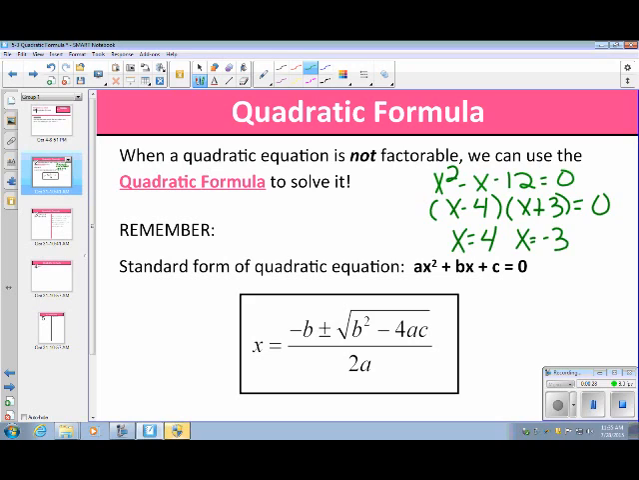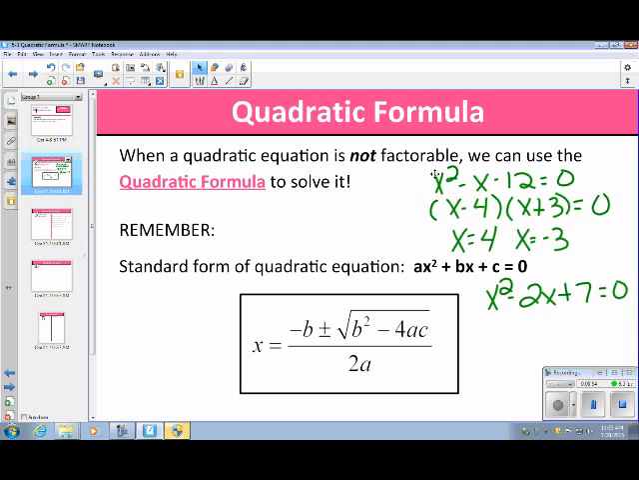But what happens when we have a quadratic equation that's not factorable, like x squared minus 2x plus 7 equals 0? In this case, we can't think of any two numbers that multiply to 7 and add to negative 2, so that's why it's non-factorable. There's the quadratic formula that we're going to use to help us find the roots. It's x equals negative b plus or minus the square root of b squared minus 4ac, all over 2a.